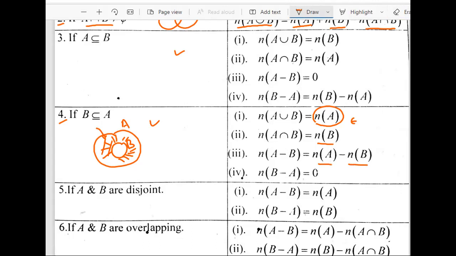Yes. Okay. Yes, ma'am. Okay. And again, if I talk about this one, number of elements in B minus A. B minus A means all the elements of B except those elements of B which I have in A as well. Since B is a subset, B is in A. So obviously this will give me a null set. B minus A would be a null set. Number of elements in any null set are 0, right? So is this clear?